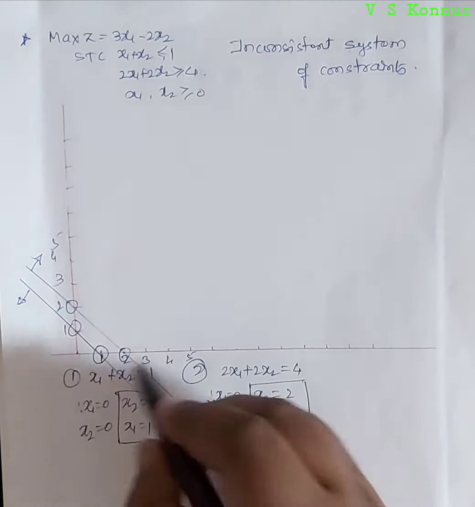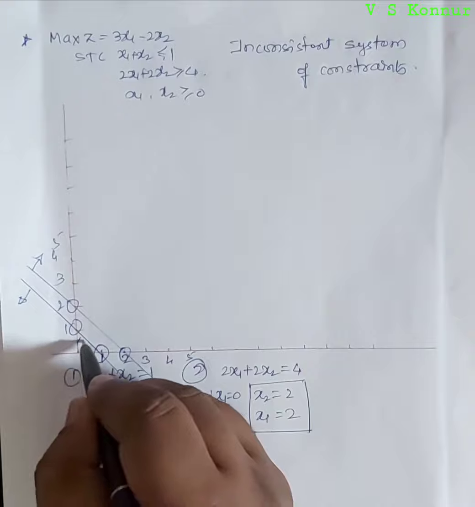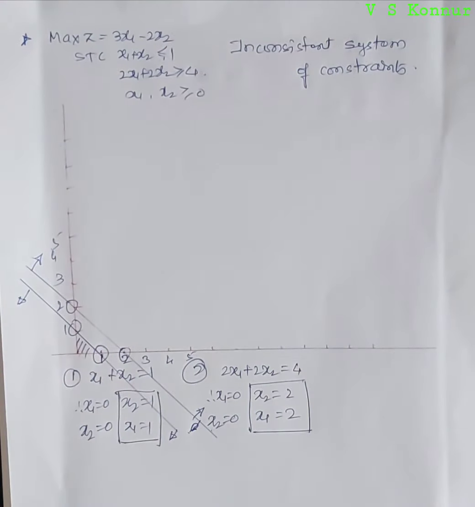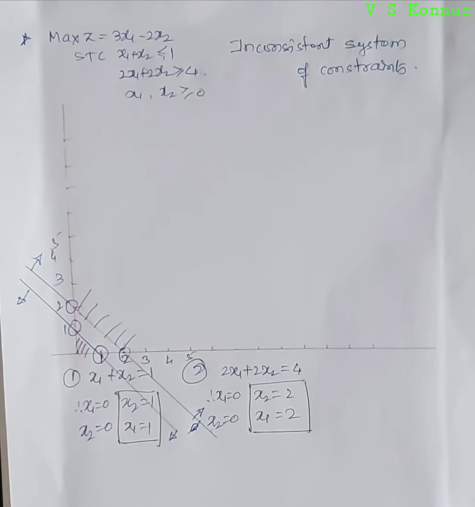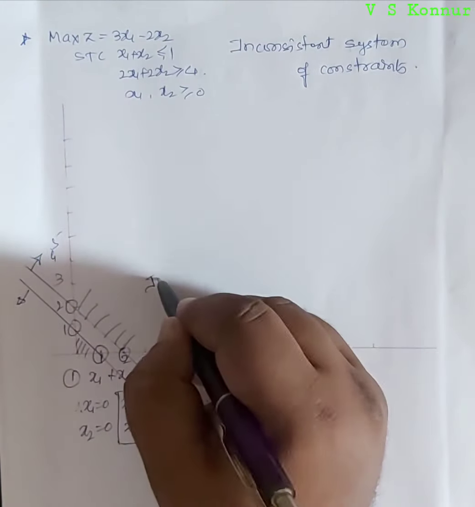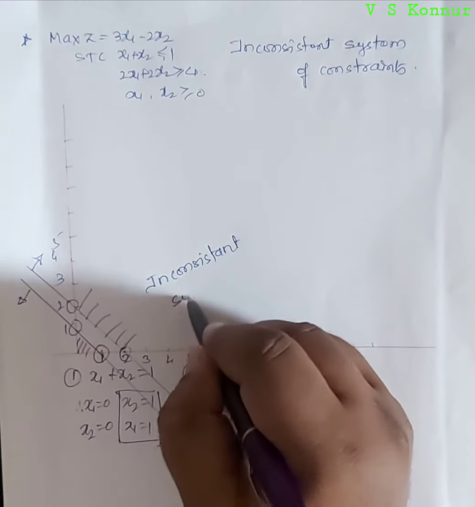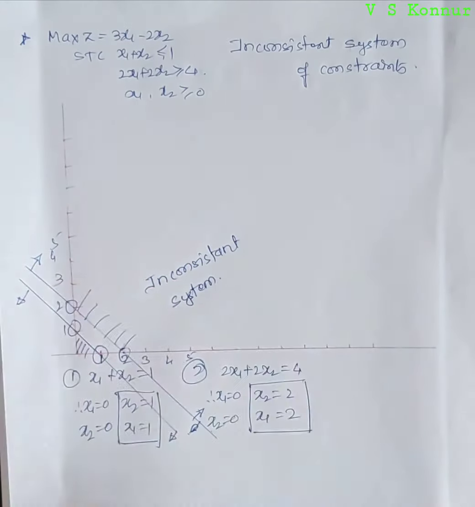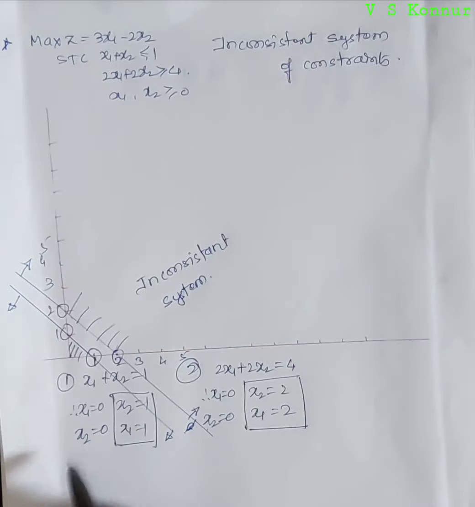Right. There is no bound here. Inconsistent system of constraints. The constraints are inconsistent. You cannot get a common region. So this you can take as one region, and this you can take as another region. Because of that, we will call it inconsistent, an inconsistent system of problems. You have to write the answer as inconsistent.